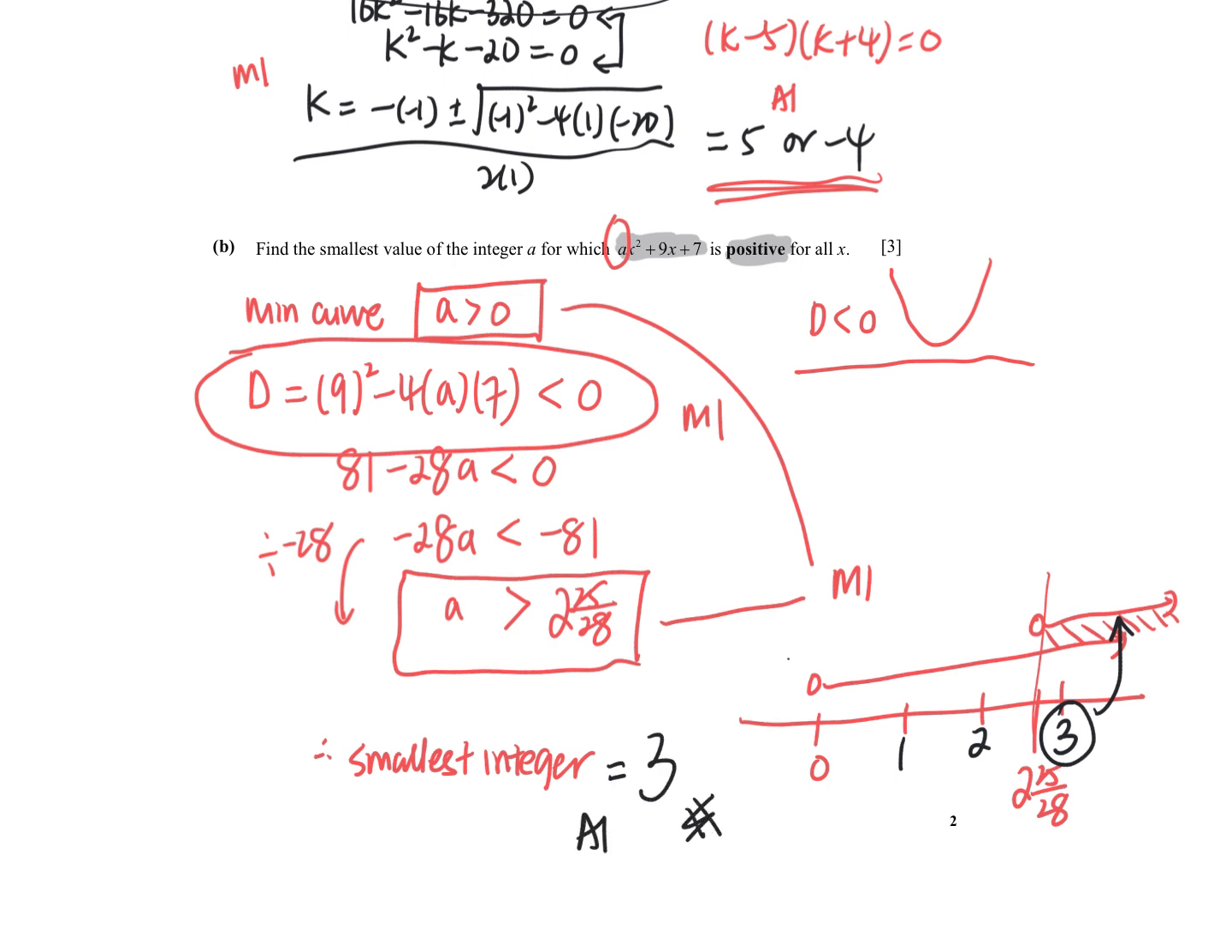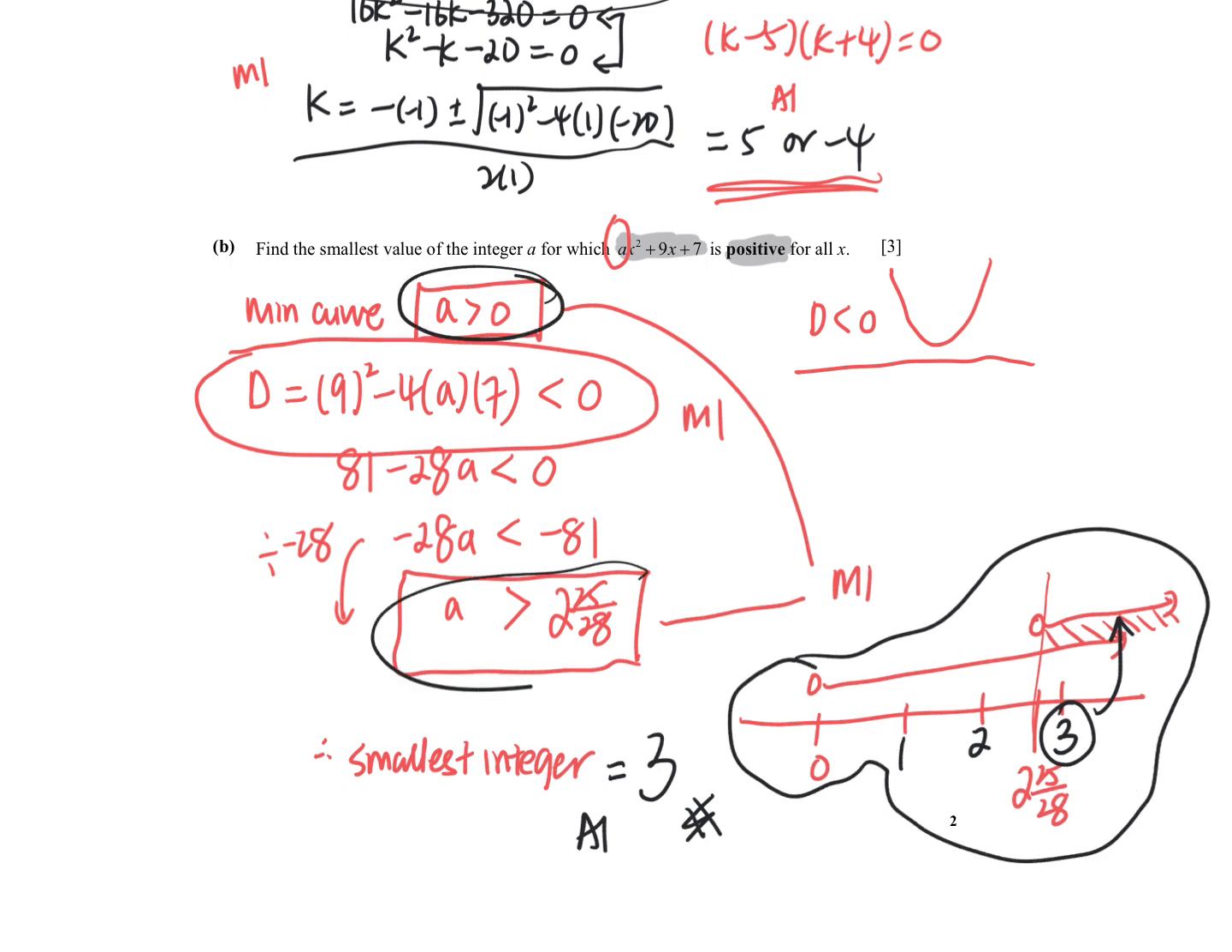You don't need to show this, but you still have to show me that you know it came from these two. So I must see a greater than 0 somewhere in your solution. Otherwise, this mark I don't give to you. Okay? And then the final answer is 3.